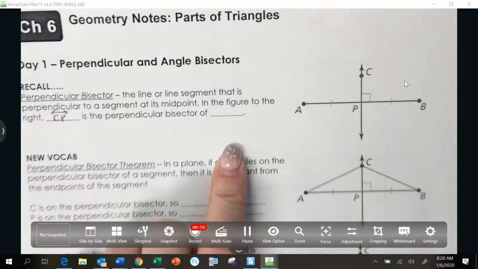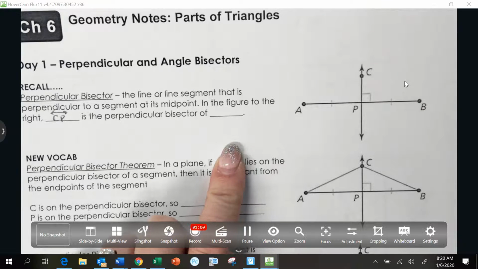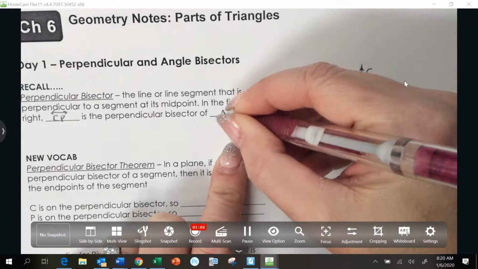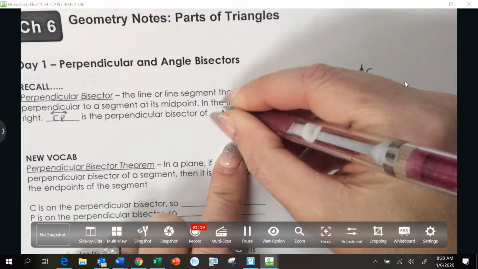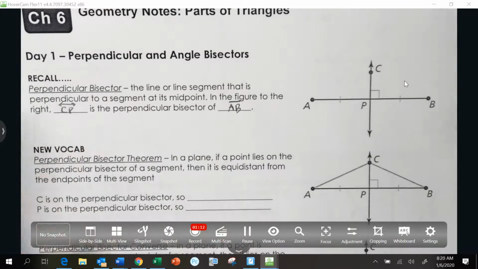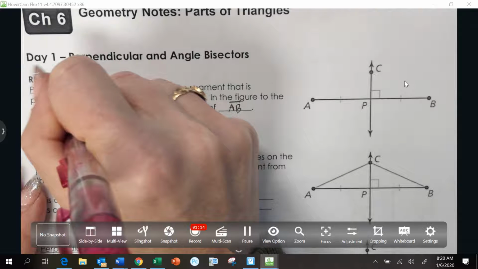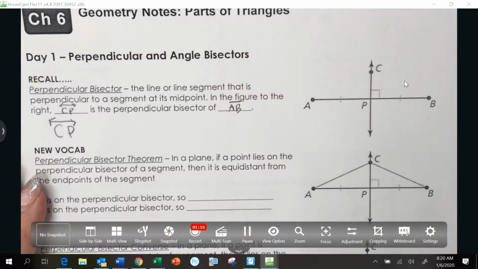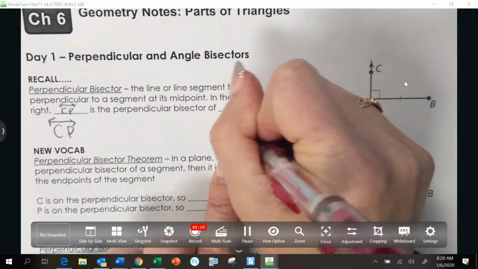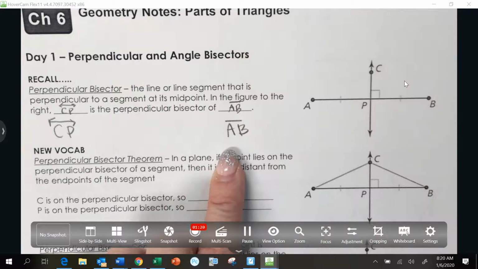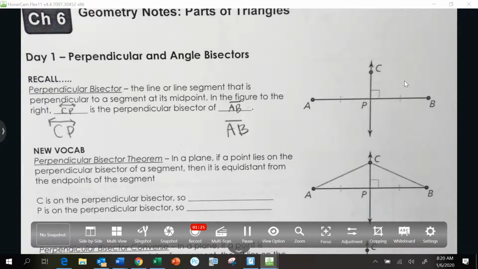And that is bisecting what? Segment AB. So remember, if we are talking about a line, we put the little arrow above it. If we're talking about a segment, it's just the line without the arrows. If we're talking about measurement, we don't put a line at all.